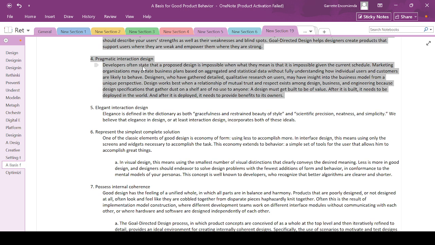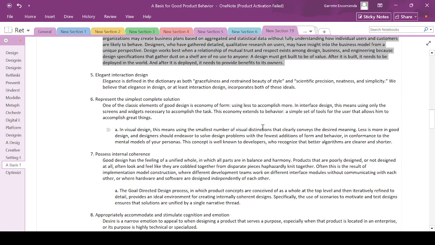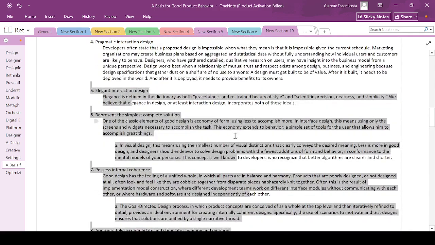After it is built, it needs to be deployed in the world, and after it is deployed, it needs to provide benefits to its owner. So you need to fix these issues with developers and marketing, and accommodate them in your design through a holistic and integrated solution. Elegant interaction design.